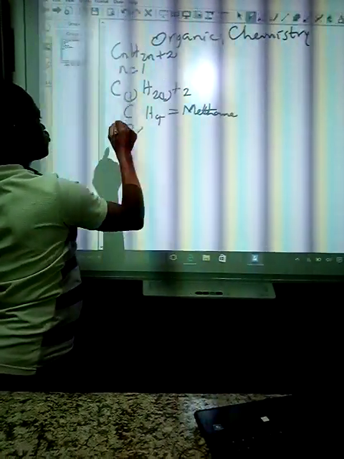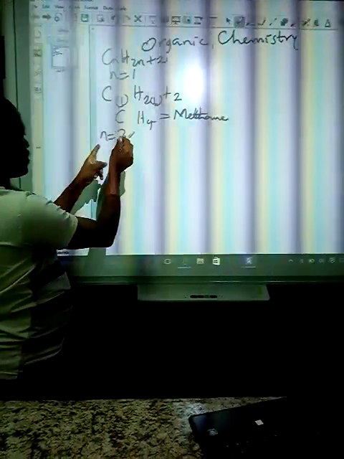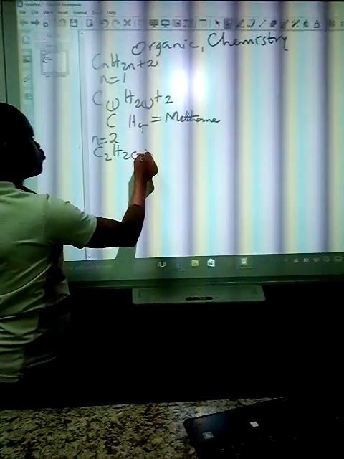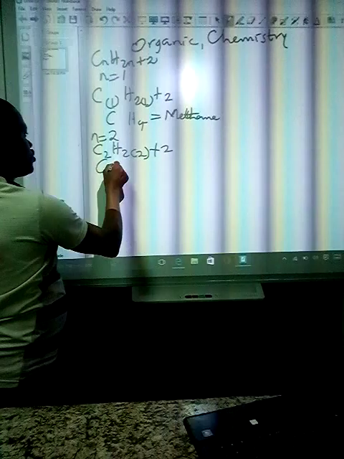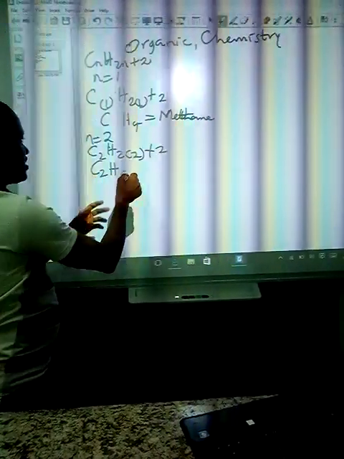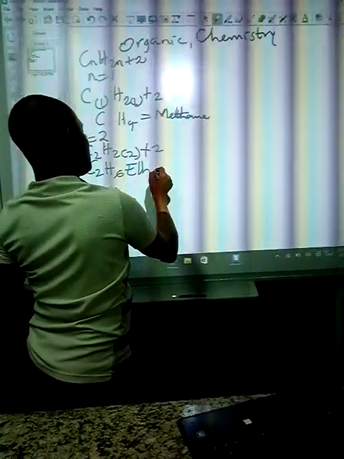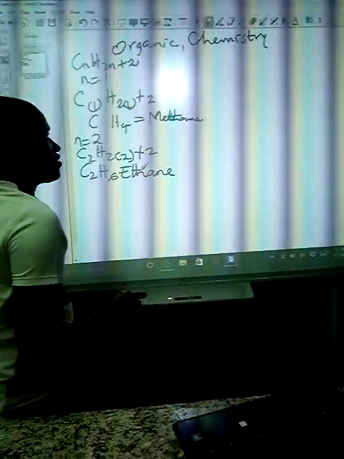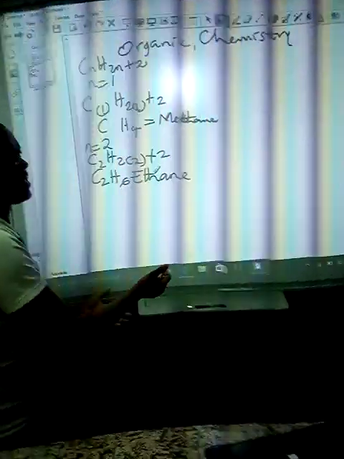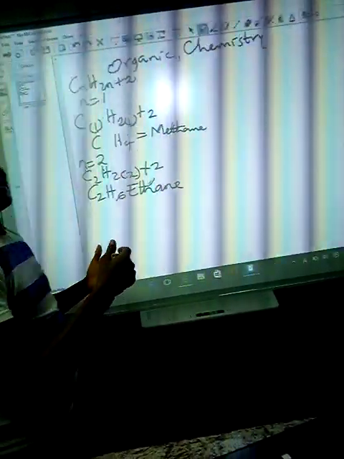When n equals 2, you have C2H(2×2+2). So we have C2H(4+2), which is C2H6. We can continue like this until we get to decane.